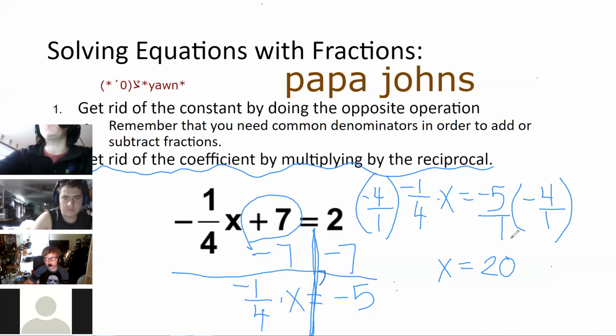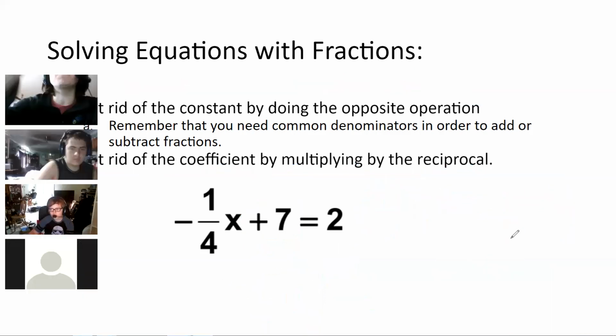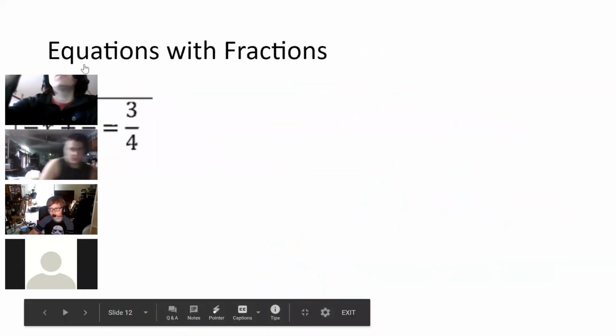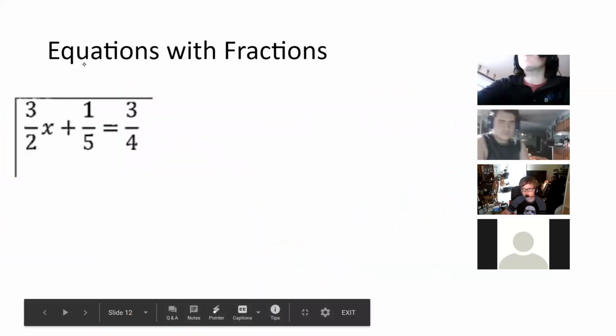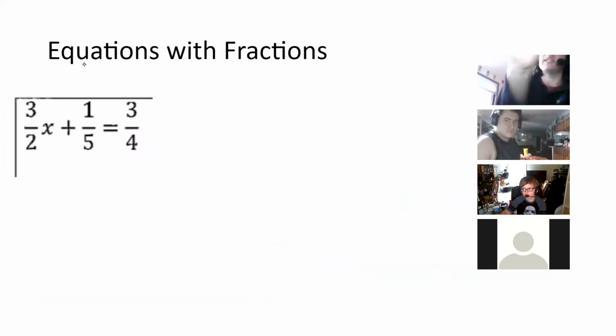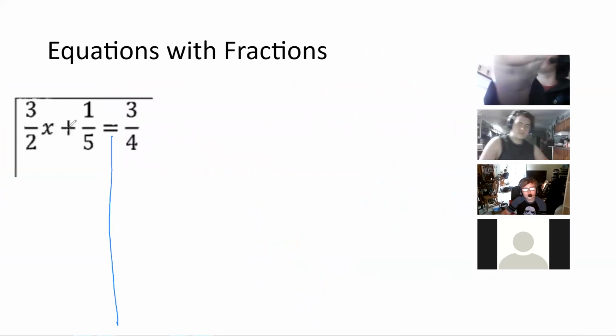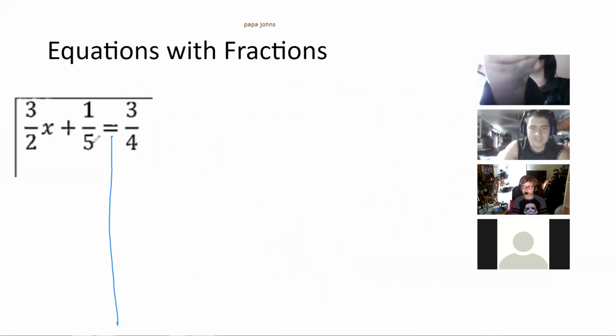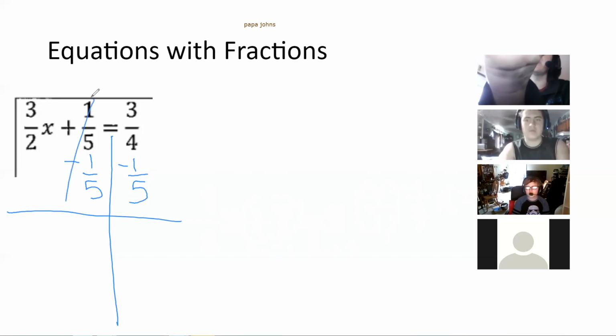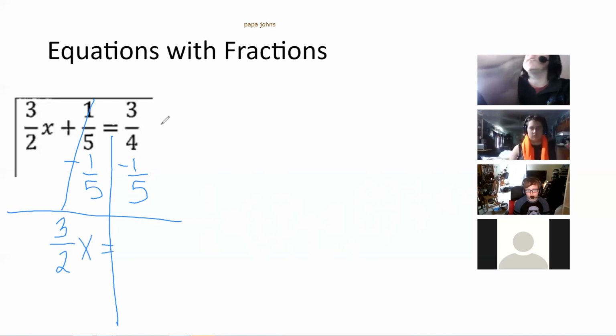Desmos is a really helpful thing here. So even if you have a problem like this one, guys, see how if we want to get rid of this constant, this 1/5, if we want to get rid of that positive 1/5, technically, guys, we would need a common denominator there, right? In order to do that subtraction. So we'd have 3/2 x equals, technically you would need a common denominator.